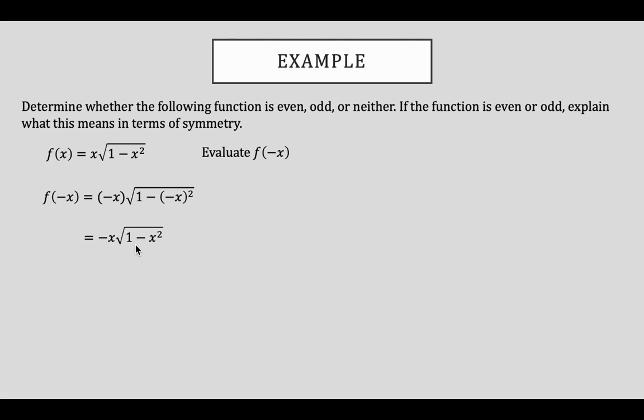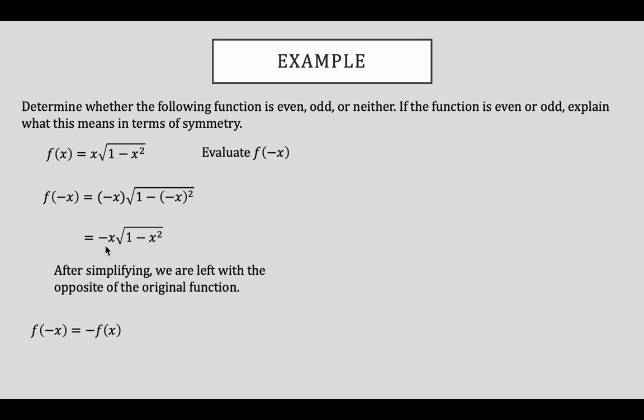Let's now compare this to our original equation for f of x. Is it exactly the same? No. What's different? I am actually taking the original and multiplying it by negative 1. That means that they are opposites of each other. After simplifying, we are left with the opposite of the original function. f of negative x gave us negative 1 times the original function f of x. This is negative 1 times x root 1 minus x squared. Notice that's the exact same thing as the original.